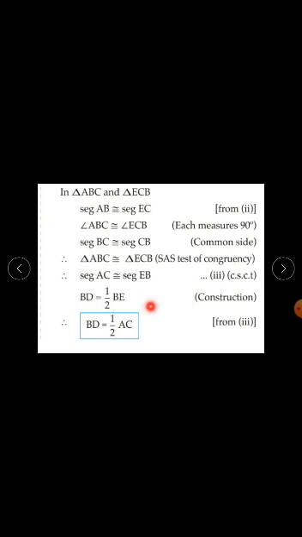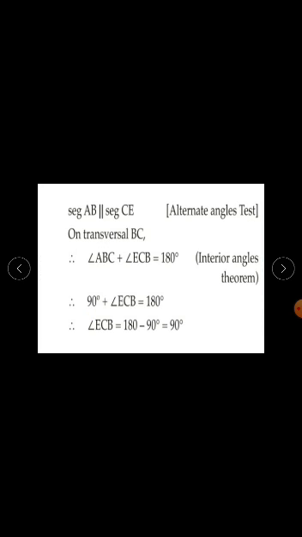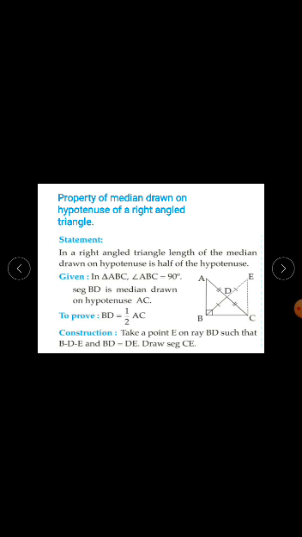BD is half of BE, from construction. See, BD is equal to DE. It means BD is half of BE. But BE is equal to AC.